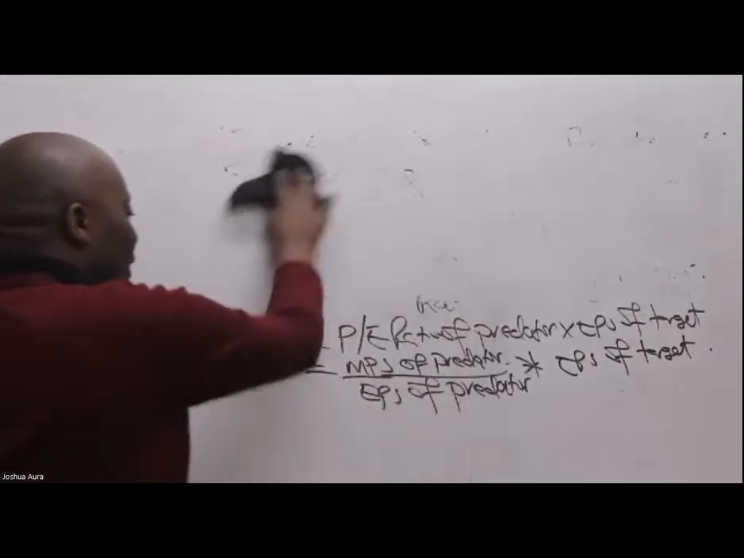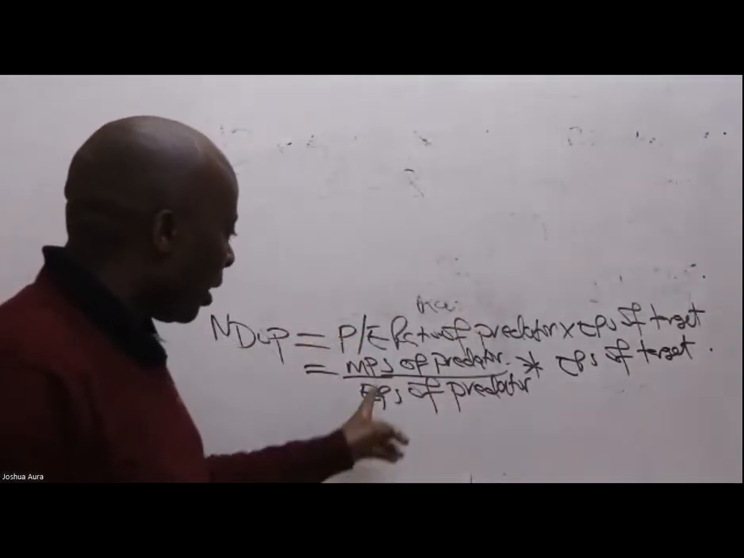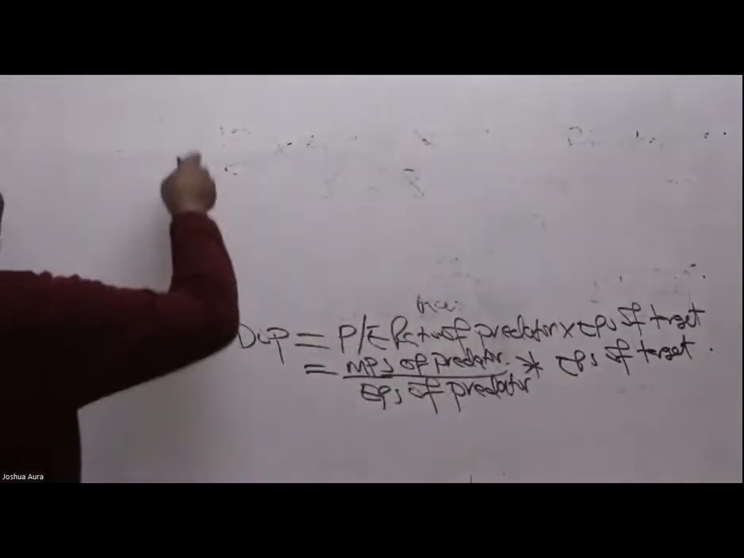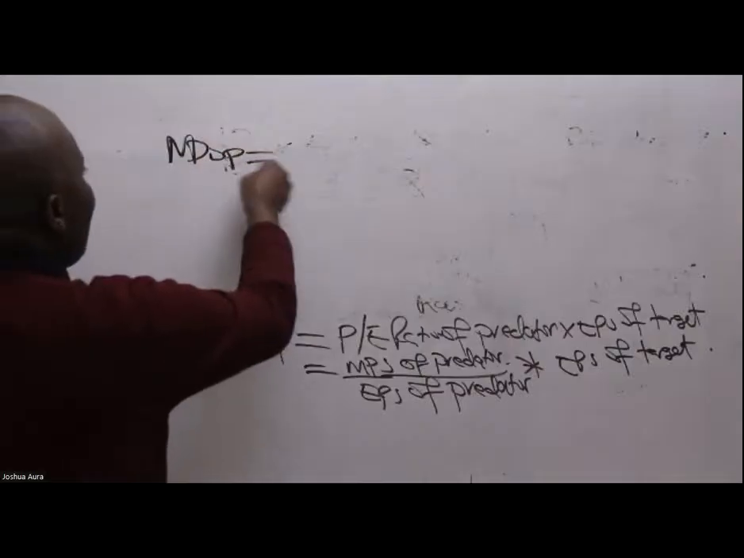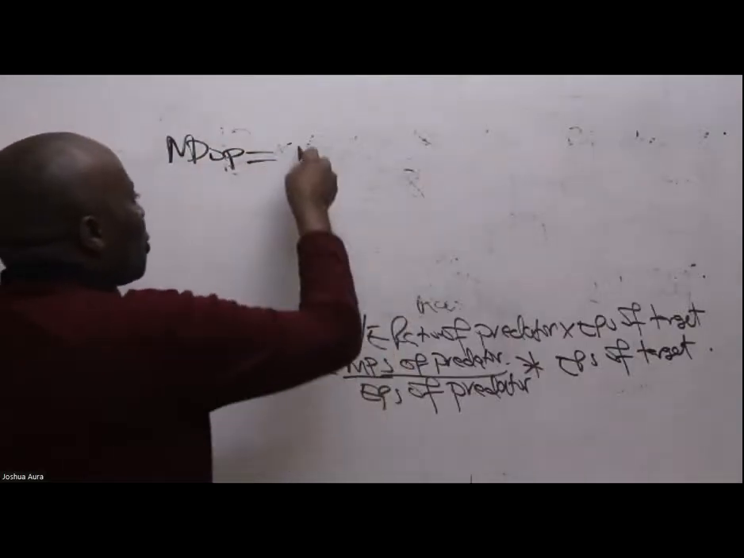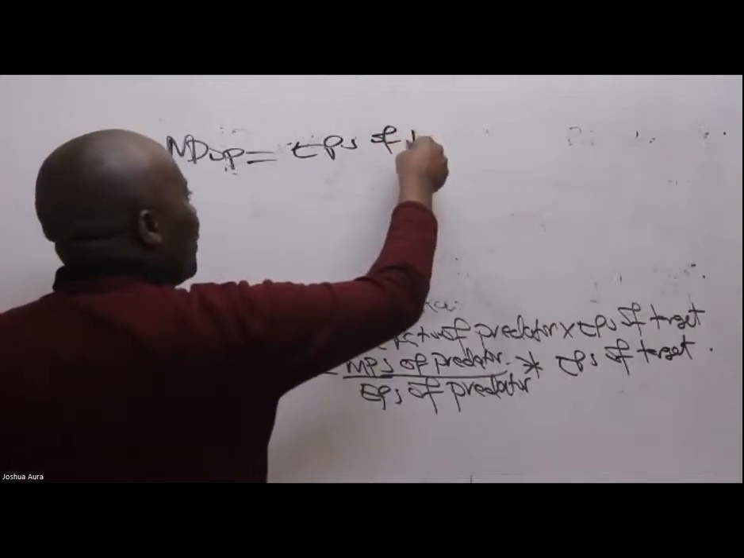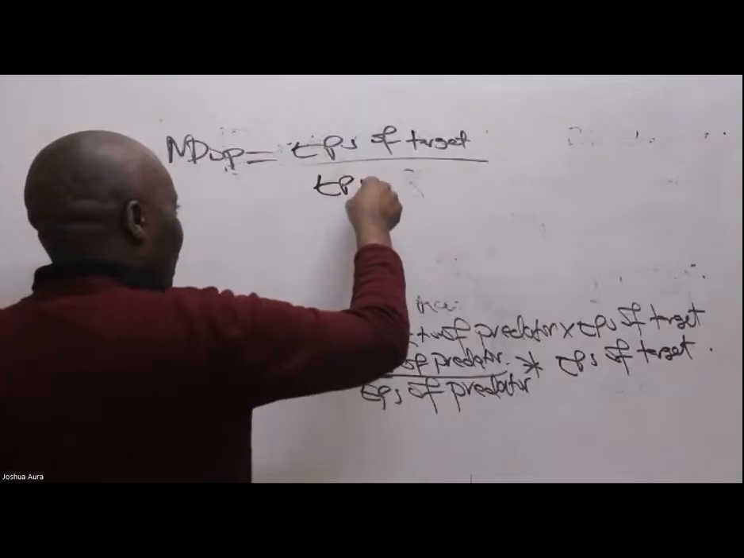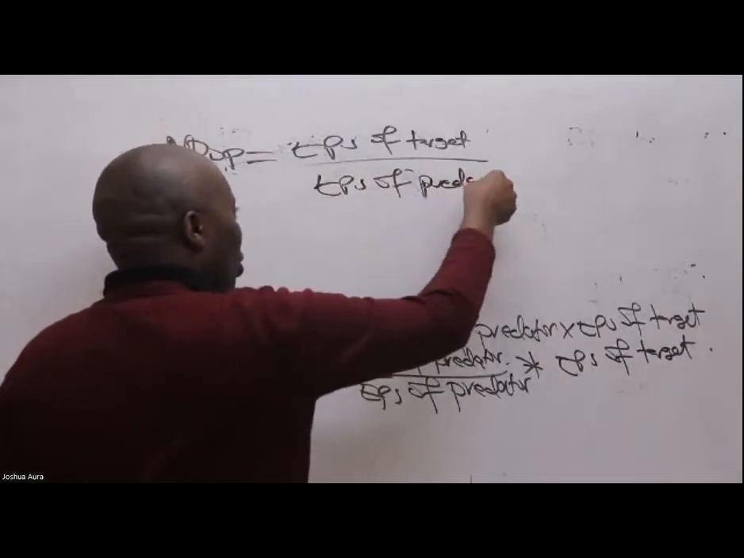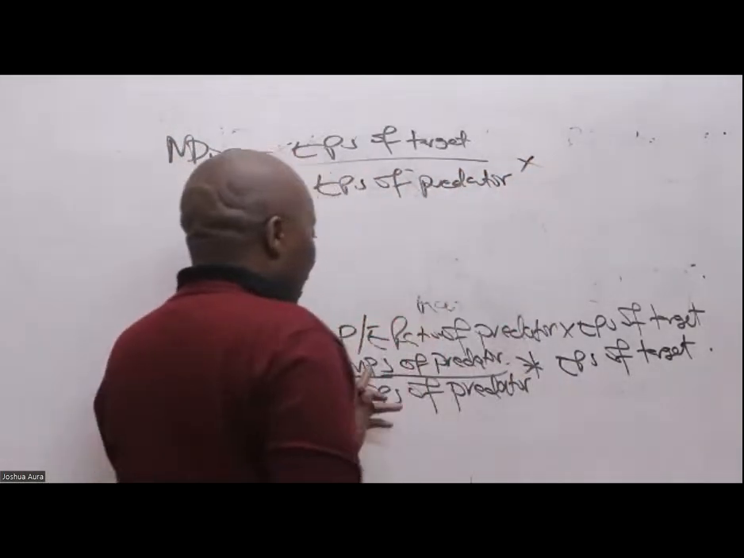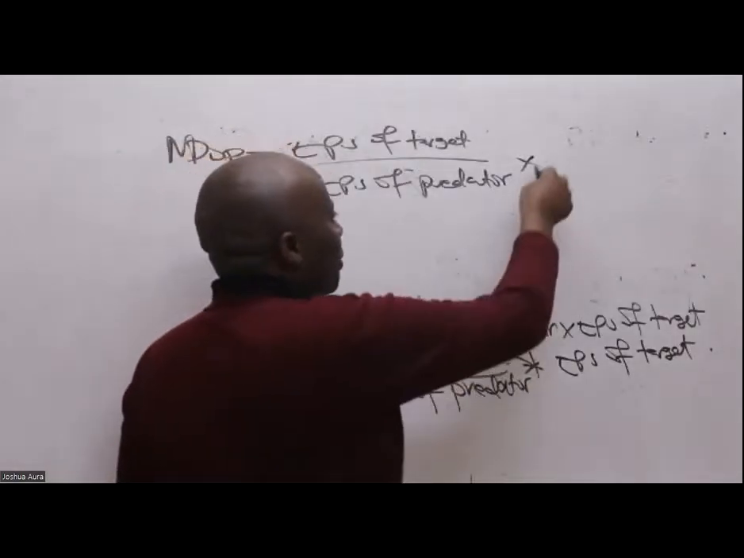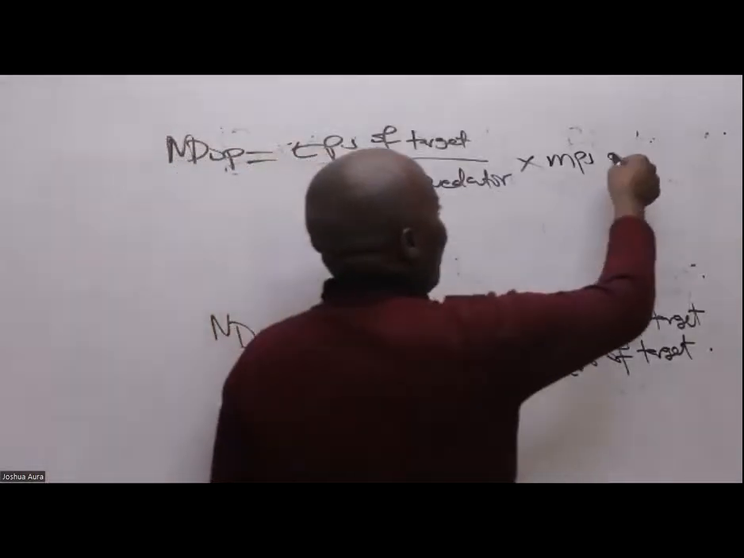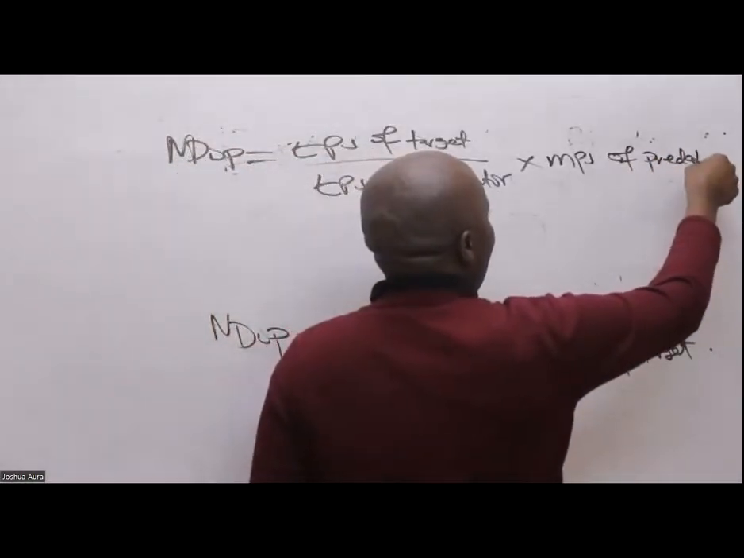Now, ladies and gentlemen, please listen. I want to swap them. So to swap them, this is what we have. I'm swapping positions. So then I will talk of EPS of target company all over EPS of predator. And then I can now take MPS onto the other side, multiplied by MPS of predator.